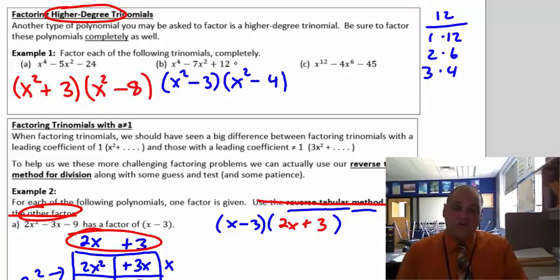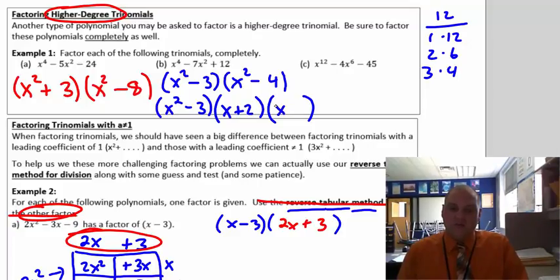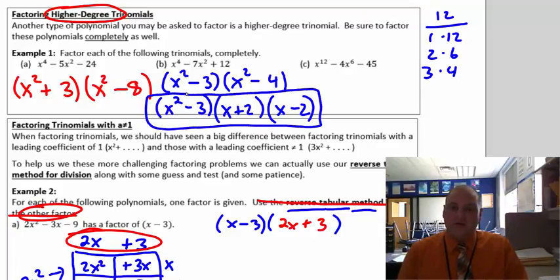All right, so x squared minus 3 cannot be factored anymore. It's a binomial, and that's an odd number there, so you're never going to be able to factor that. But x squared minus 4, ladies and gentlemen, we should already know that. X squared minus 4 is x plus 2, x minus 2. And there it is. You're done. X squared minus 3, x plus 2, x minus 2.